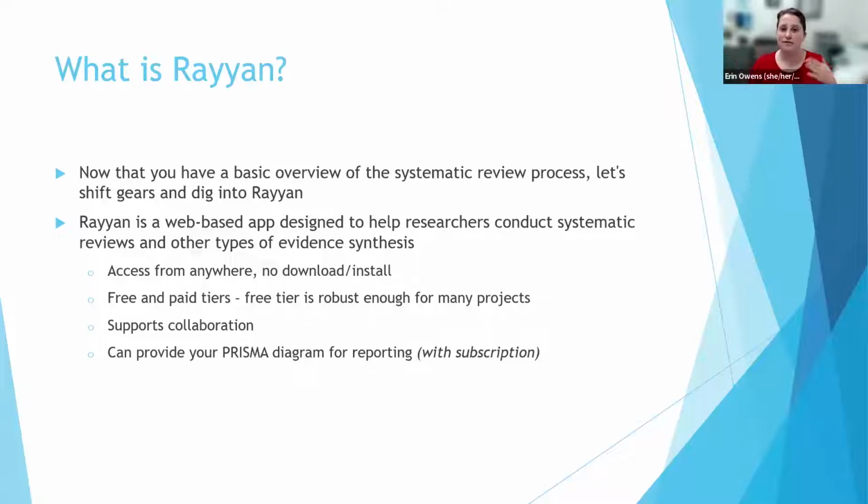It does have both free and paid tiers of access. The free tier is really very robust. I've been very pleased at what I can do in the free tier, but there are some additional bells and whistles if we pay for a subscription. It does support collaboration really well if we have a team of reviewers, and it can actually provide the Prisma flow diagram that we often use in reporting if we've paid for a subscription, but I'll come back to the diagram piece again later.